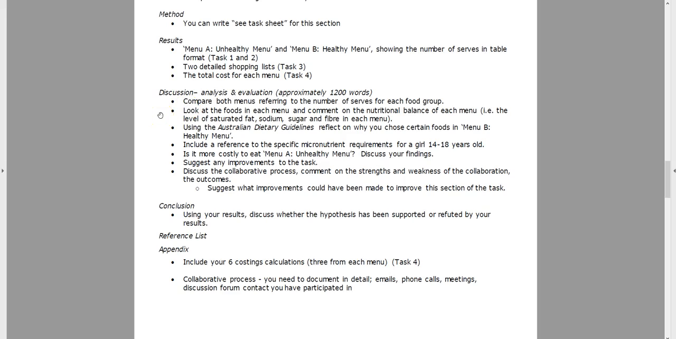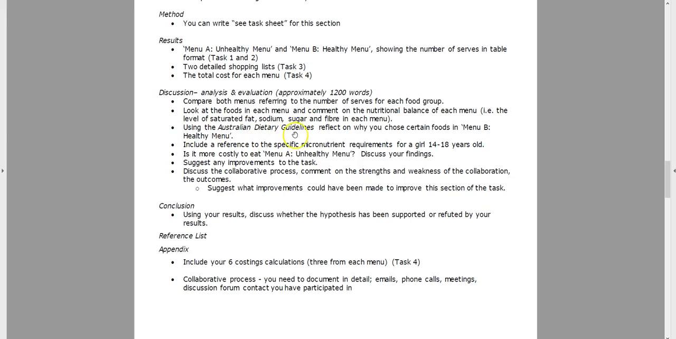For the second dot point, you need to look at foods in each menu and comment on the nutritional balance of each menu. So this means the levels of saturated fat, the sodium content of foods that you've chosen for the healthy menu compared to the unhealthy menu, the sugar content, the fiber content. So you do need to have a look at both menus and comment on the saturated fat, sodium, sugar, and fiber.